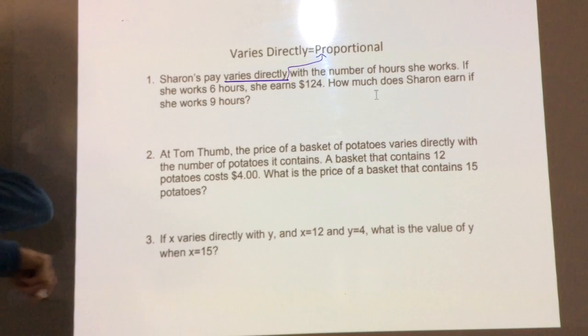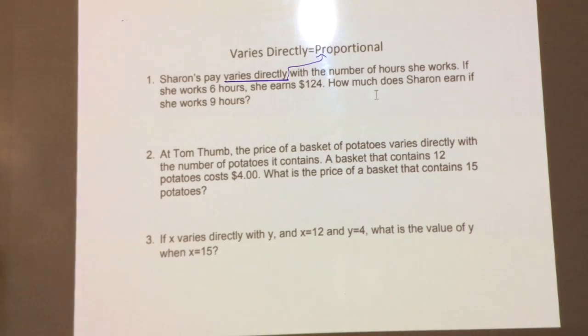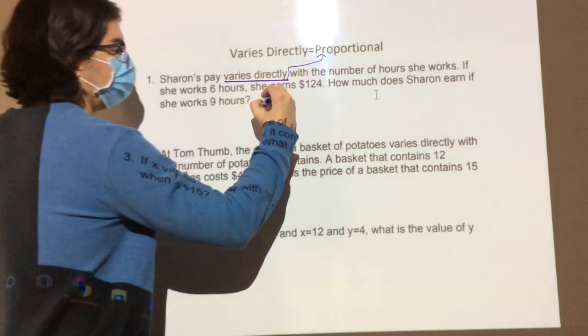So what are my 2 quantities that I'm dealing with for this particular problem, number 1? What are my 2 quantities? Come on, y'all. Somebody help him out. Help me out. What are the 2 quantities? Addison, what do I got? The amount of money she makes and the amount of hours she works.